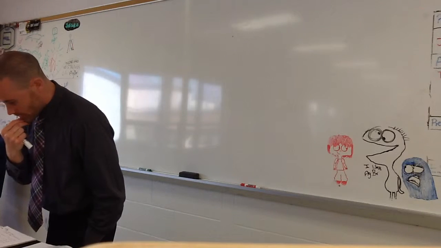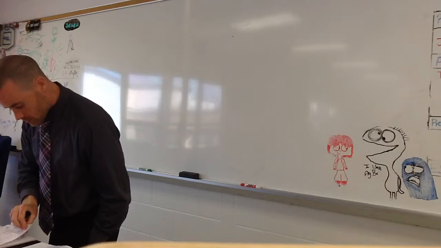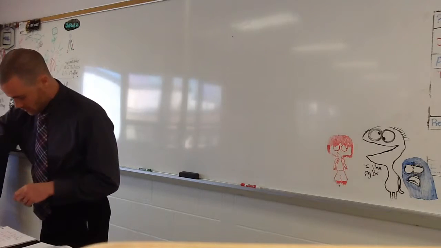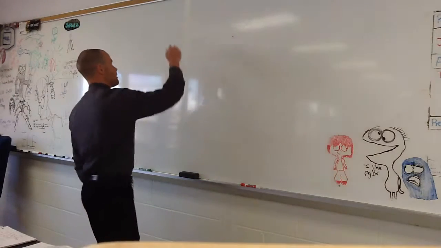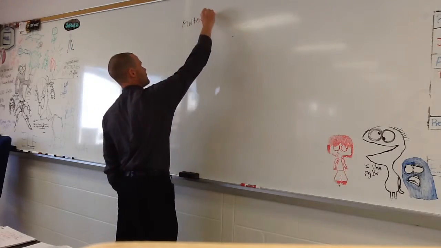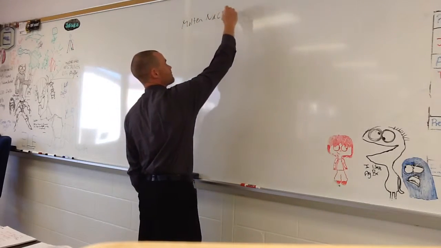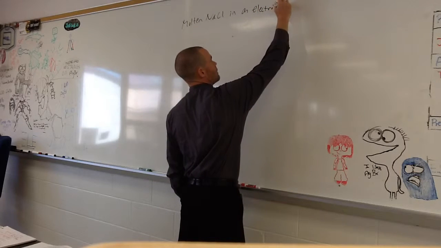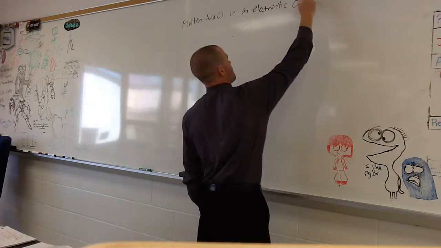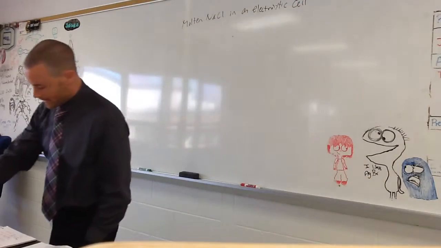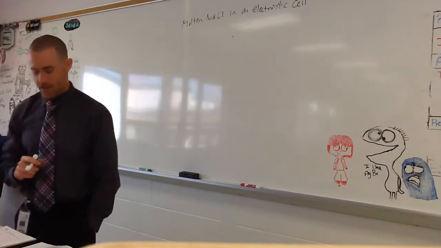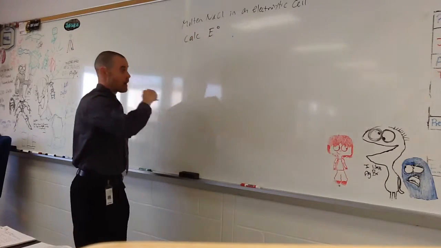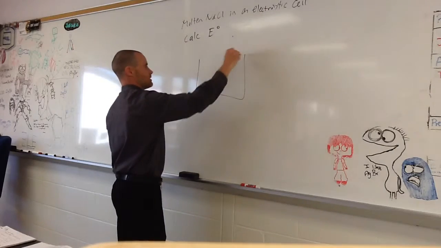Let's go with molten salt. So if we had molten NaCl in an electrolytic cell, we want to calculate the E naught. So, I guess we can kind of sketch this here, just one example in our notes.